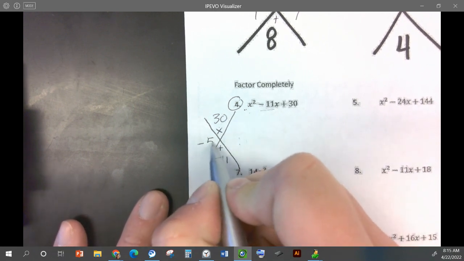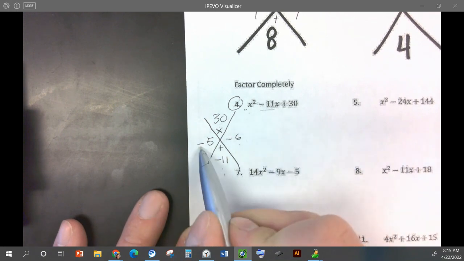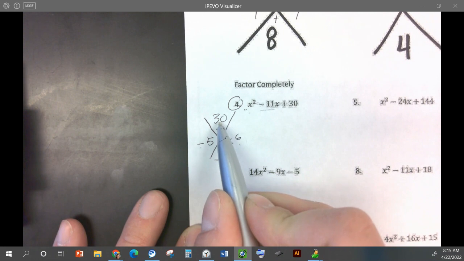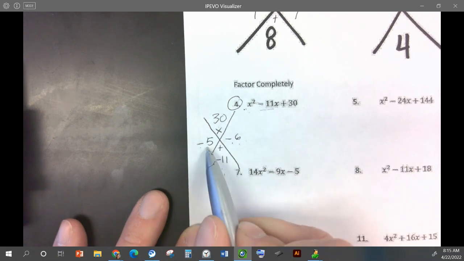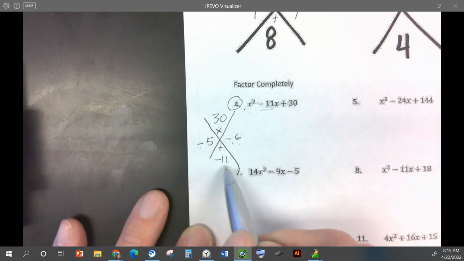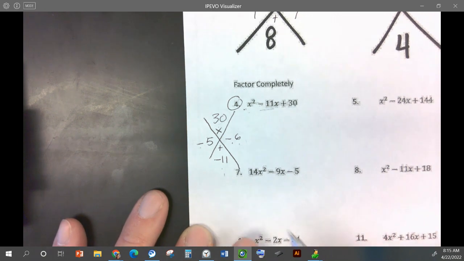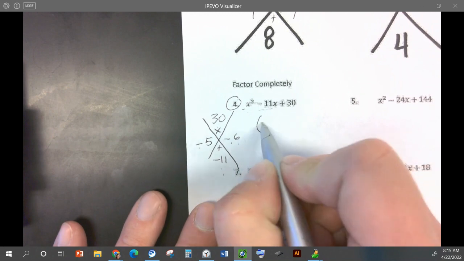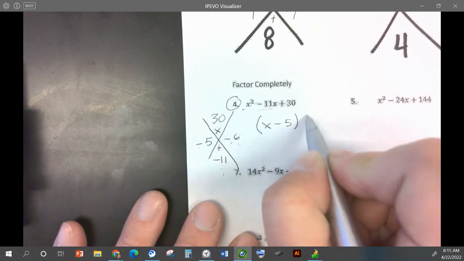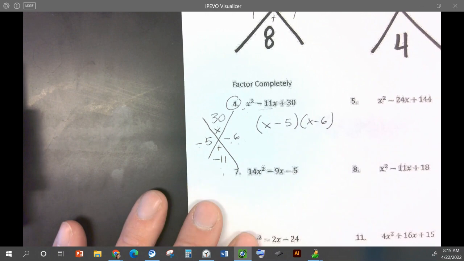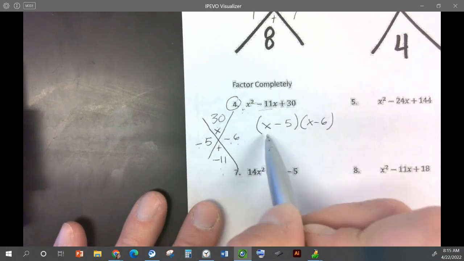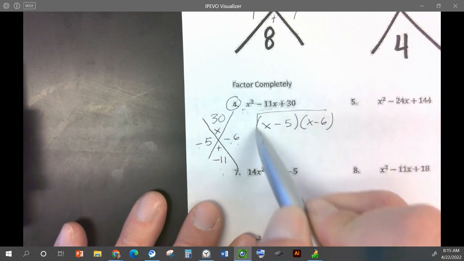Good. Negative 5 and negative 6. 2 negatives multiplied together gives us a positive 30. And then negative 5 plus negative 6 gives us a negative 11. So, good. And then we're going to set up our factors. So x minus 5, x minus 6. A is 1 here, so we're done. If a is 1, we're done. Okay? Done.